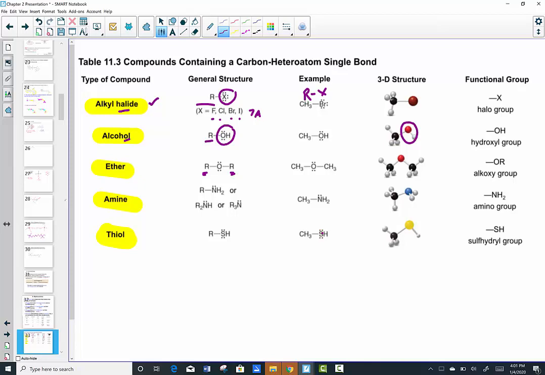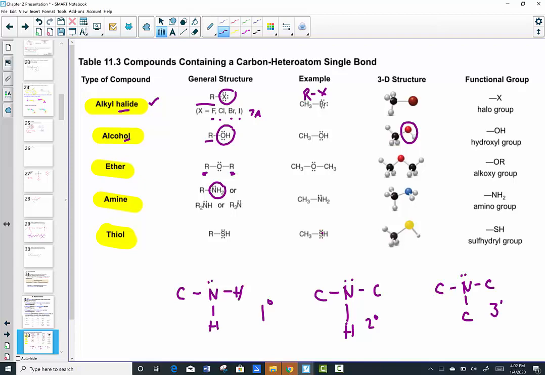An amine has a nitrogen group attached to the hydrocarbon chain. Now for an amine, if this nitrogen is attached to two other hydrogens, it's called a primary amine. If this nitrogen is attached to two other carbons and a hydrogen, it's called a secondary amine. And if the nitrogen is attached to three carbons, then it's called a tertiary amine. Primary, secondary, or tertiary amines all fall under the N to a hydrocarbon bond.